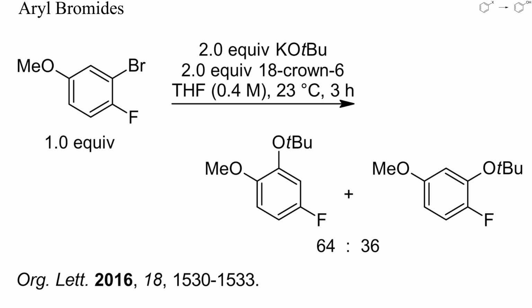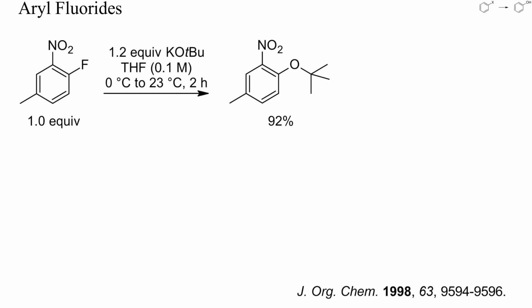An arine was formed as intermediate and no displacement of fluoride occurred. Fluoride is only easy to substitute in arenes activated by electron withdrawing groups, as in this example. Neither heating nor crown ethers were required, and the target tert-butyl ether was formed in high yield.